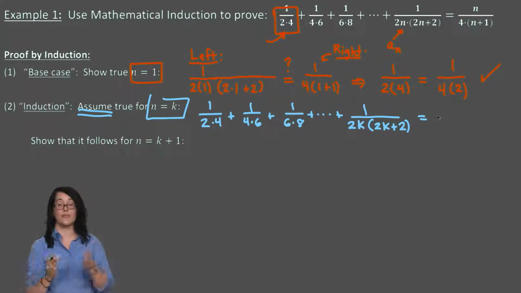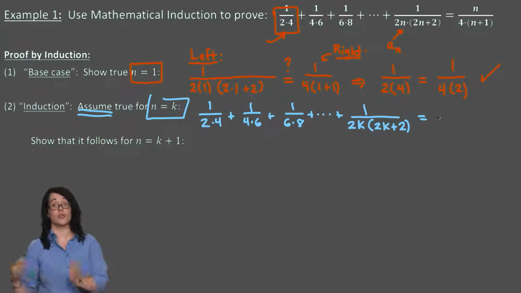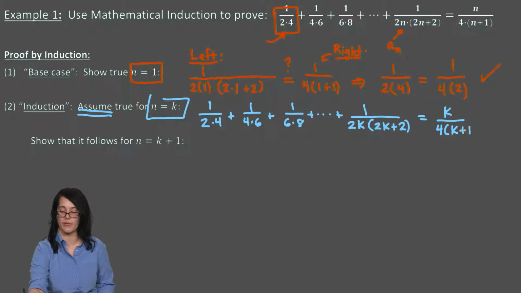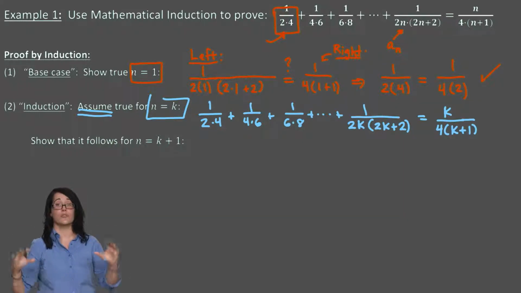Now, if that's the sum of the first k terms on the left, then it should also equal the sum of the first k terms on the right. So replacing n with k, you'd have k over 4 copies, that's right, of k plus 1. Now, I usually like to tell myself, this is my induction hypothesis. I need to use this later on in my next step.